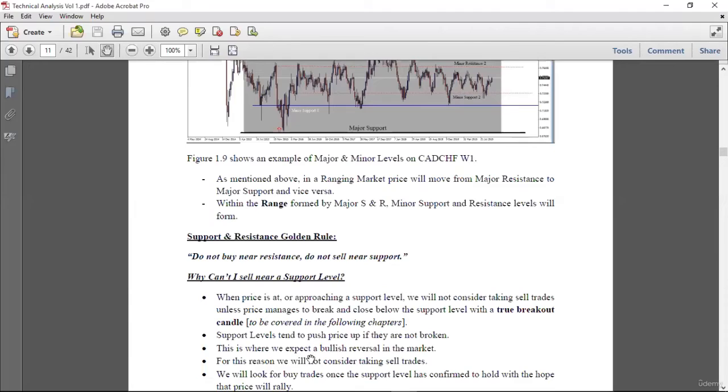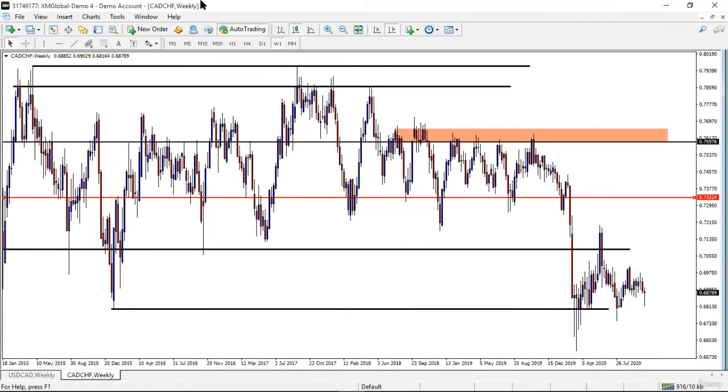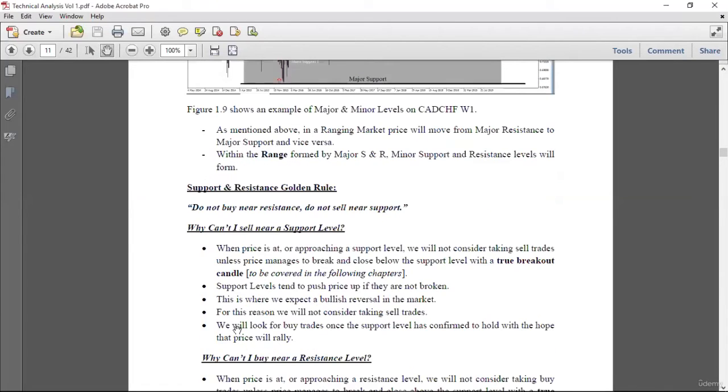This is where we expect a bullish reversal in the markets. It's where you expect those moves up. As you can see, we got a bullish reaction on that support that we had there. For this reason, we will not consider taking sell trades. We will look for buy trades once the support level has been confirmed to hold, with the hope that price will rally. So you can look for buying options going up.